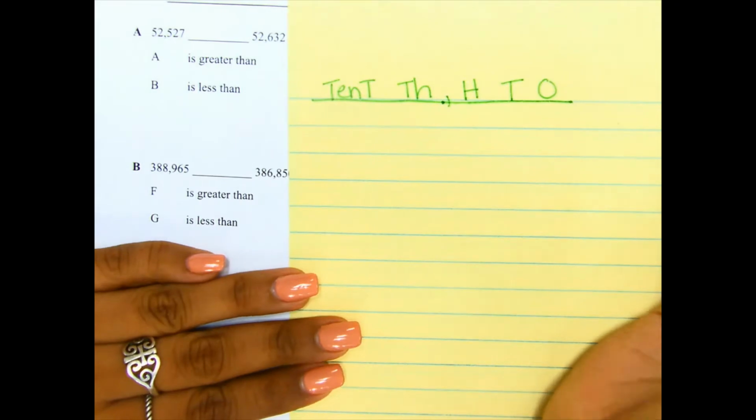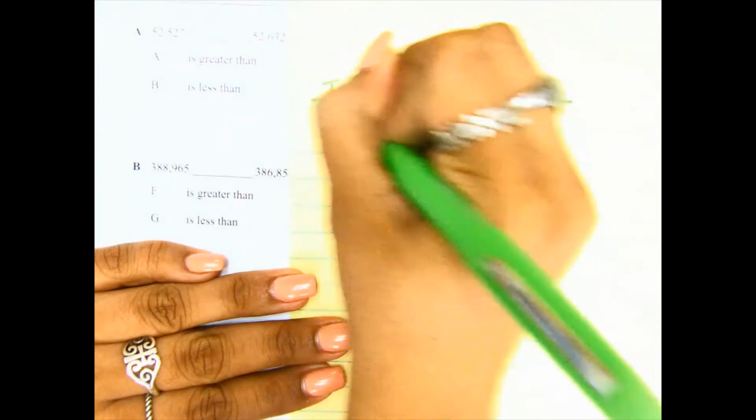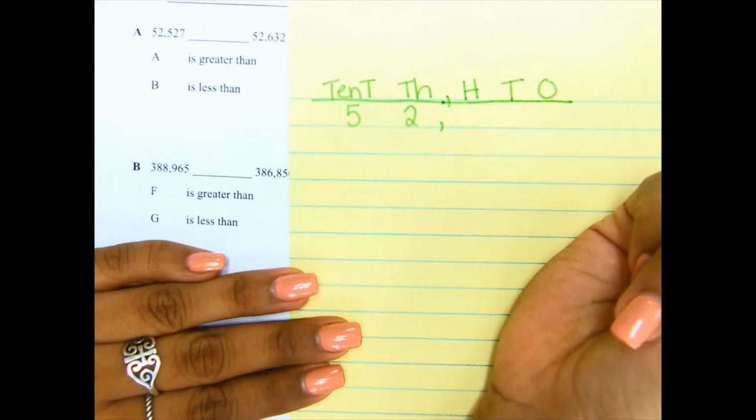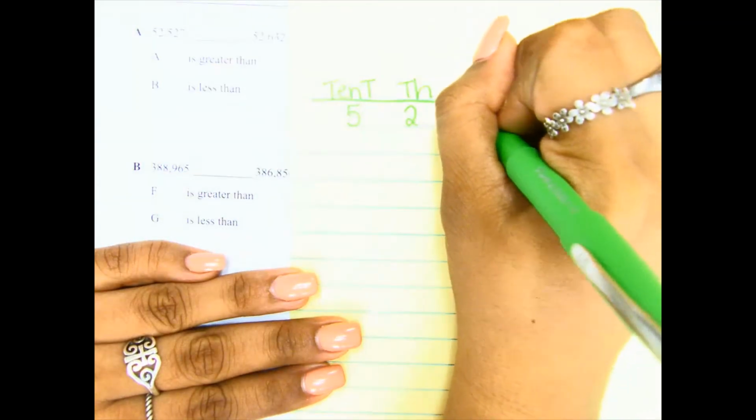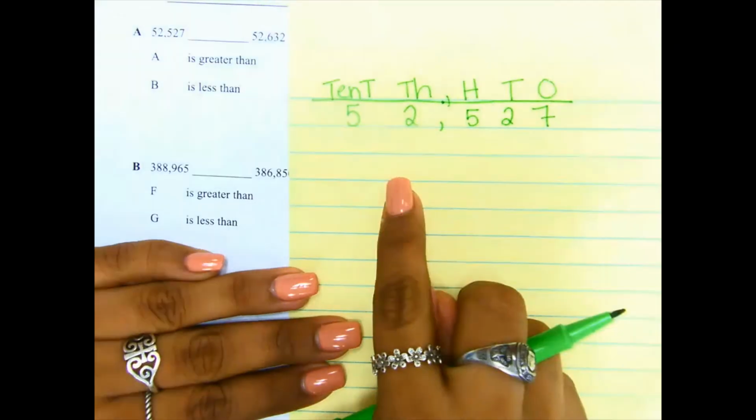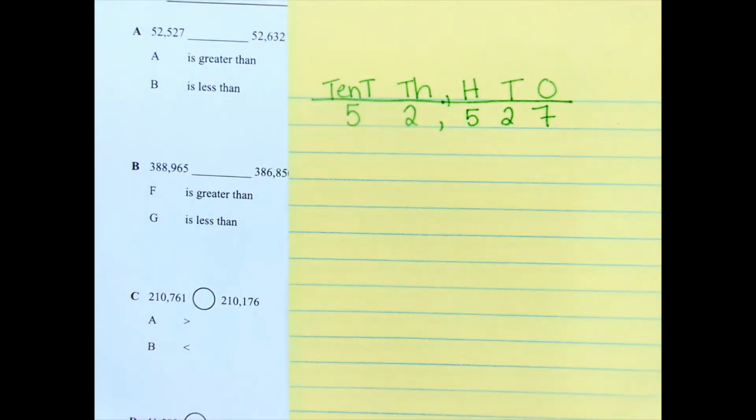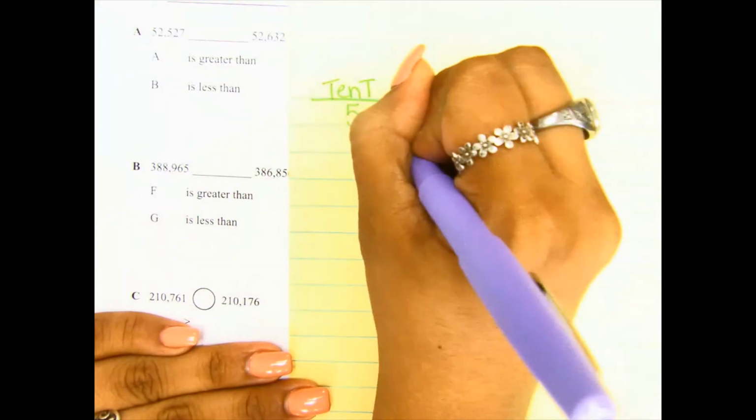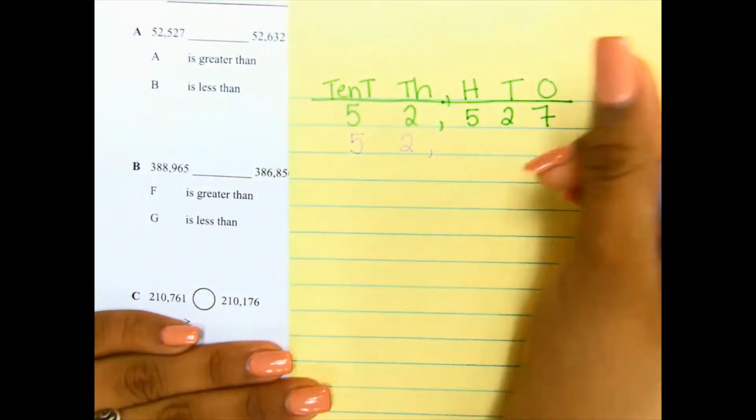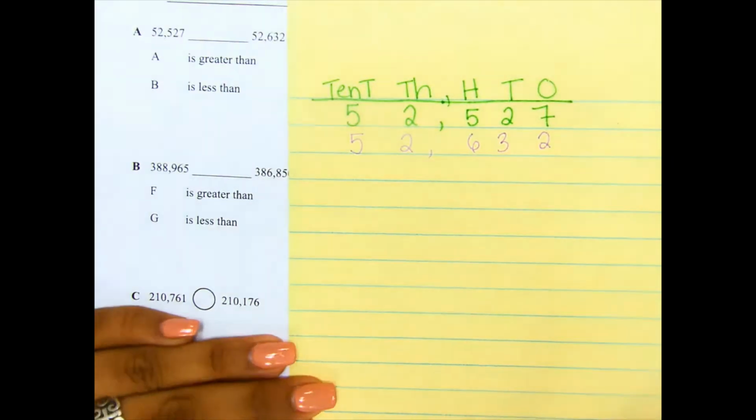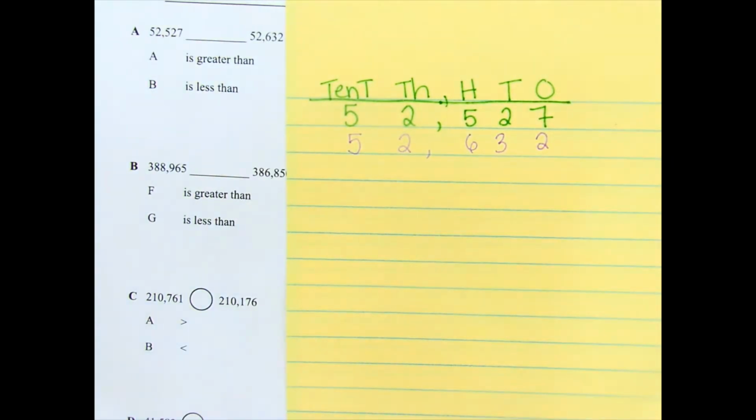So let's start off with this first number. My first number is 52,527, so I'm going to put 52,527. Now, let's look at my next number. My next number is 52,632. Those are the two numbers that I'm comparing.